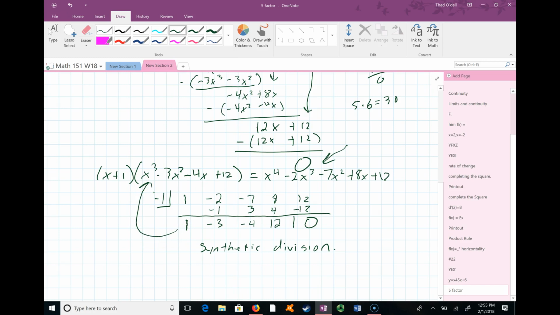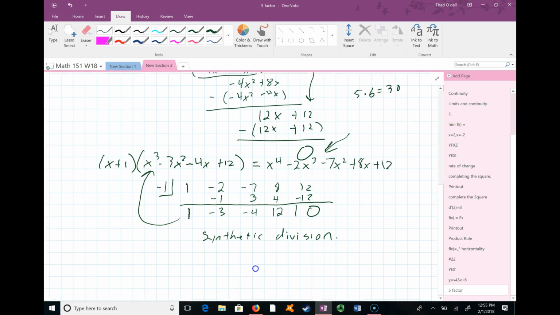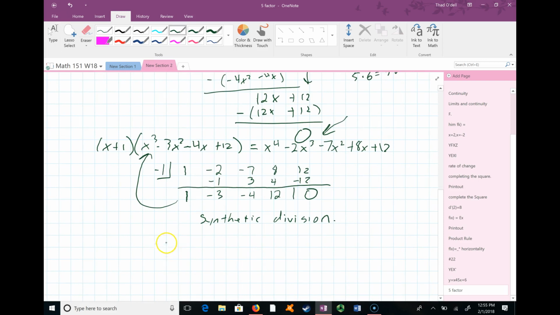This makes it a little bit easier to do division over and over again. So now we know this. Now I'm going to take that 1, -3, -4, 12, remembering that it represents that polynomial up there, and I'm going to check for another factor, like say 2.